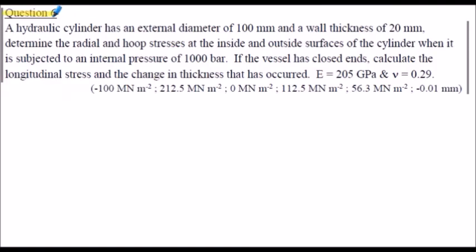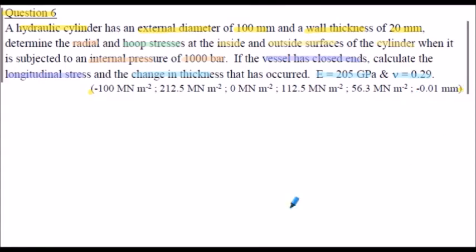Question 6. A hydraulic cylinder has an external diameter of 100 millimeters and a wall thickness of 20 millimeters. We're asked to determine the radial and the hoop stresses at the inside and outside surfaces of the cylinder when it is subjected to an internal pressure of 1000 bar. If the vessel has closed ends, we're asked to calculate the longitudinal stress, and this time the change in thickness that's occurred. Its modulus is stated as 205 gigapascals and the Poisson's ratio is 0.29. The answers are shown in the brackets.